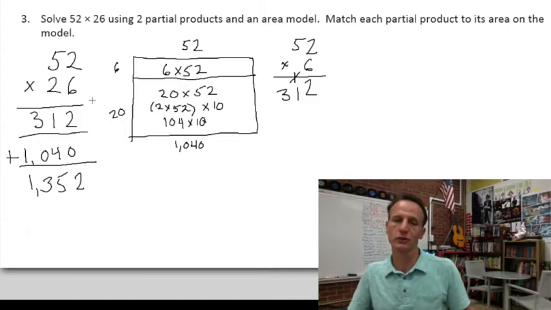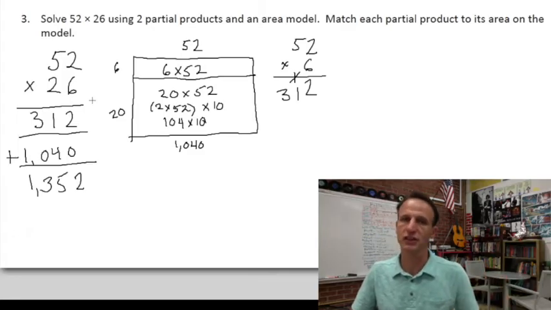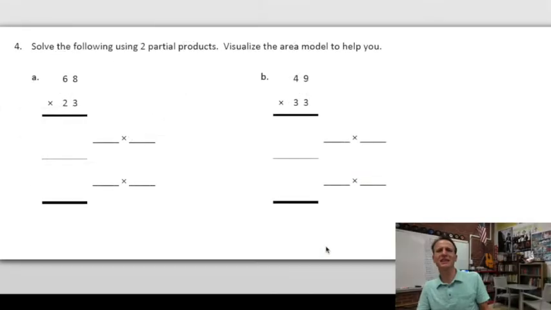We are moving and grooving. We just have number 4 left, although it has 4 parts to it. Let's take a look. Who needs an area model? Not us. We're going to solve these following examples using 2 partial products. We will simply visualize the area model to help you. And to visualize that, it's as simple as this.